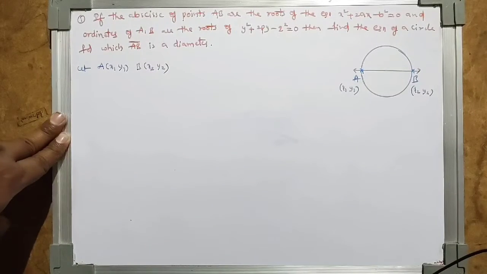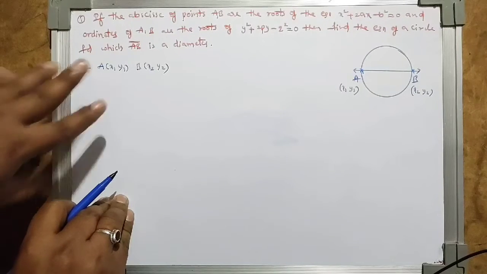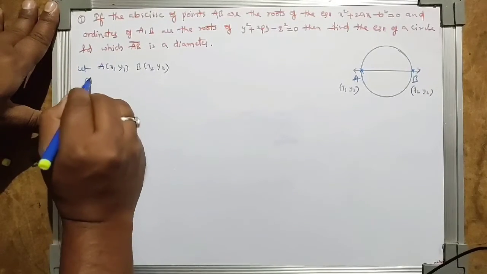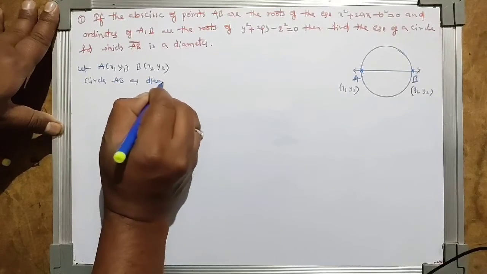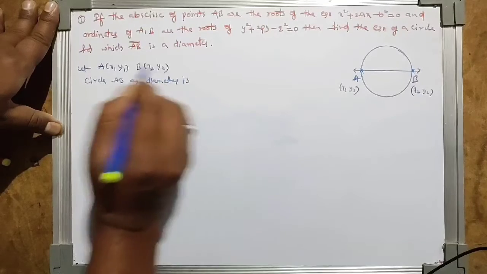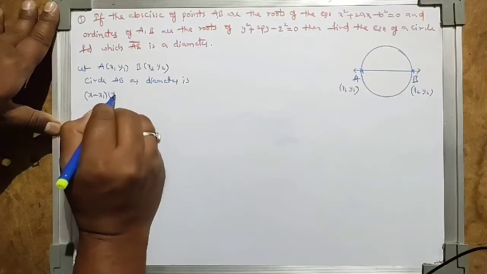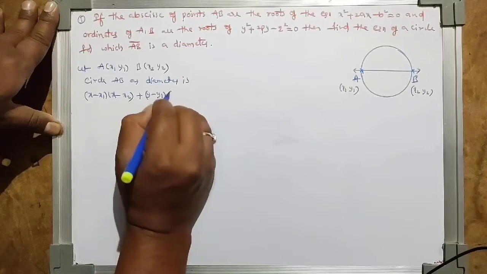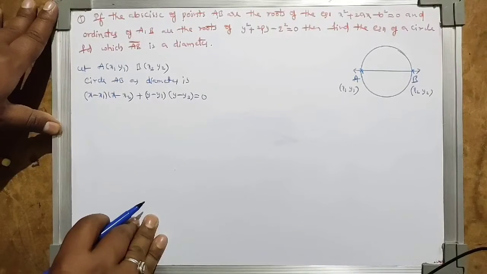And we know the circle equation with (x1, y1) and (x2, y2) as the diameter ends. If A and B are the ends of the diameter, then the circle equation with AB as diameter is (x minus x1)(x minus x2) plus (y minus y1)(y minus y2) is equal to 0. This is the circle equation if (x1, y1) and (x2, y2) are the ends of the diameter.